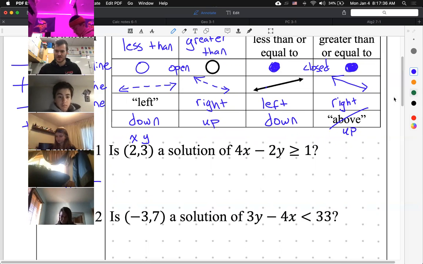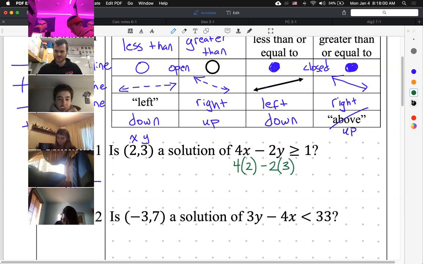So I say, okay, well, it used to be 4x, so now it's going to be 4, well, x is now 2. And I just keep rewriting the rest of the inequality. It's not an equation, by the way. Equation would have an equal to sign. When it's not an equation, it's an inequation or an inequality. Minus 2y, and y over here is 3, so 2 times 3.